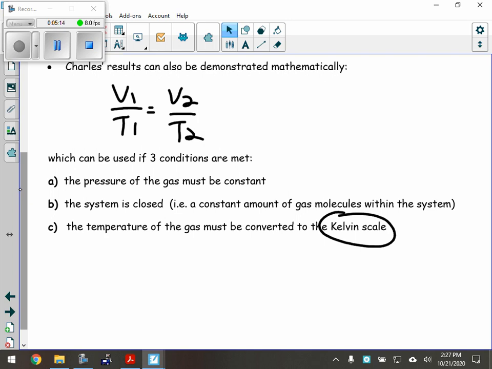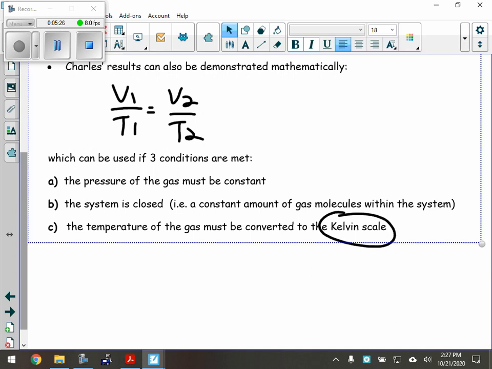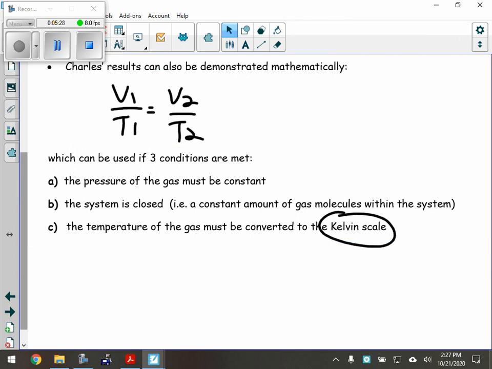So we've done this. Why does it need to be in Kelvin? Look at the temperatures. Here's T1 and T2. Initial on this side, final on this side. What would happen if I use Celsius as the temperature? What would happen if I plugged in a Celsius value for one of these two here? What could happen?